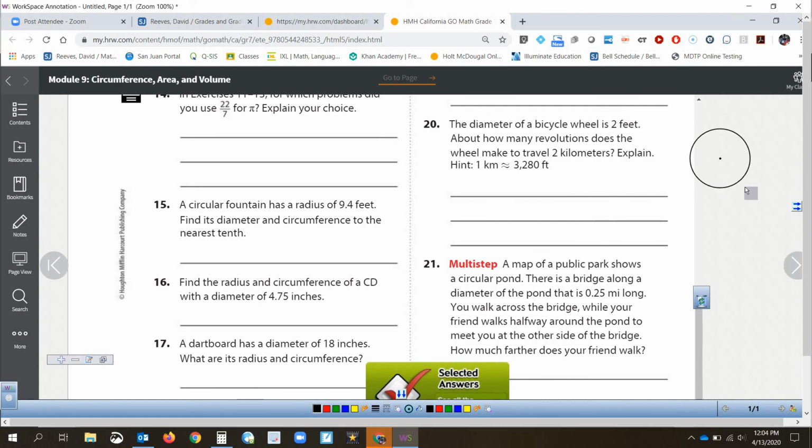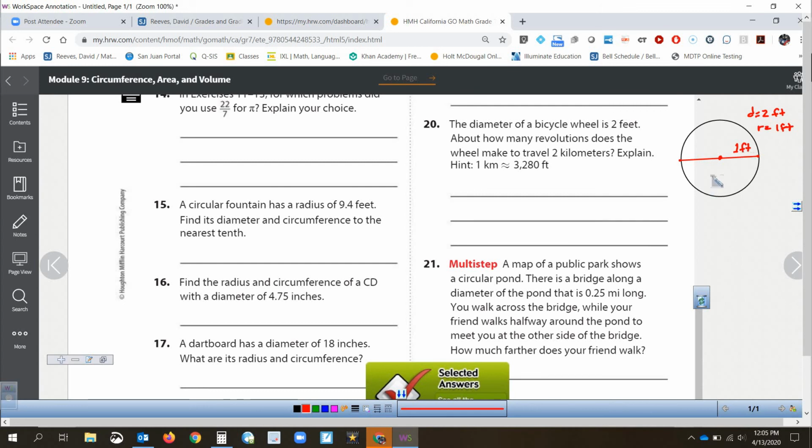All right, so let's go ahead and see if we can get a circle here. I'm going to make a sketch of this. It says we have a bicycle wheel, and the diameter is 2 feet. Just a reminder, a diameter is a segment that goes from one point on the circle to another point on the circle through the center. So this is the diameter. There's the center right there. Halfway across would be the radius. So if the diameter is 2 feet, then the radius, which is half of that, will be 1 foot. So this radius right there is 1 foot long.